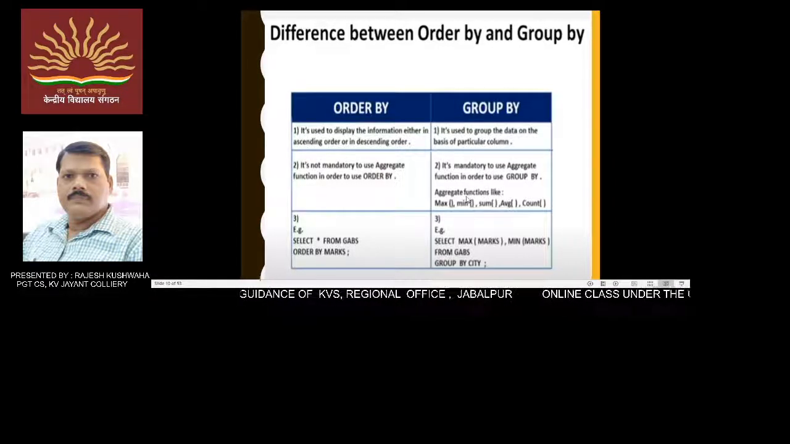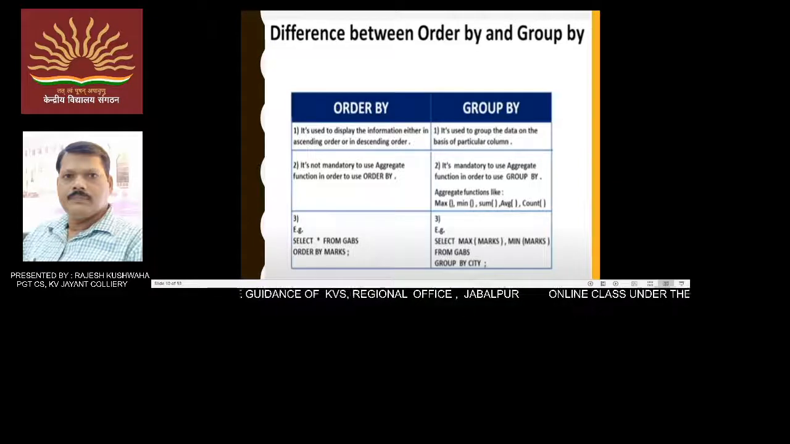You must remember that whenever you use the group by clause, you must use at least one aggregate function in the query. You can see some examples. Here we have used the group by clause without using any aggregate function. Here we have used the group by clause and two aggregate functions are used. So this is the difference between the order by and group by clause.